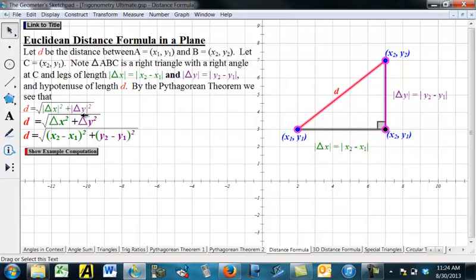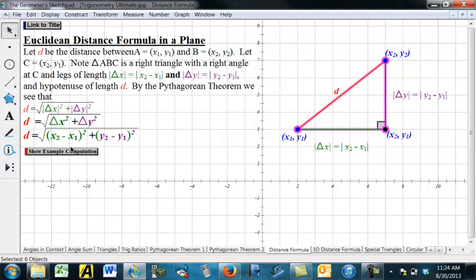Now, it turns out we don't have to worry about the absolute values, because it doesn't matter whether a number is positive or negative: if it has the same absolute value, when you square it, it's going to be positive anyway. So we can drop the absolute values. And we see that d is the square root of delta x squared plus delta y squared. That is the square root of x2 minus x1 squared plus y2 minus y1 squared.